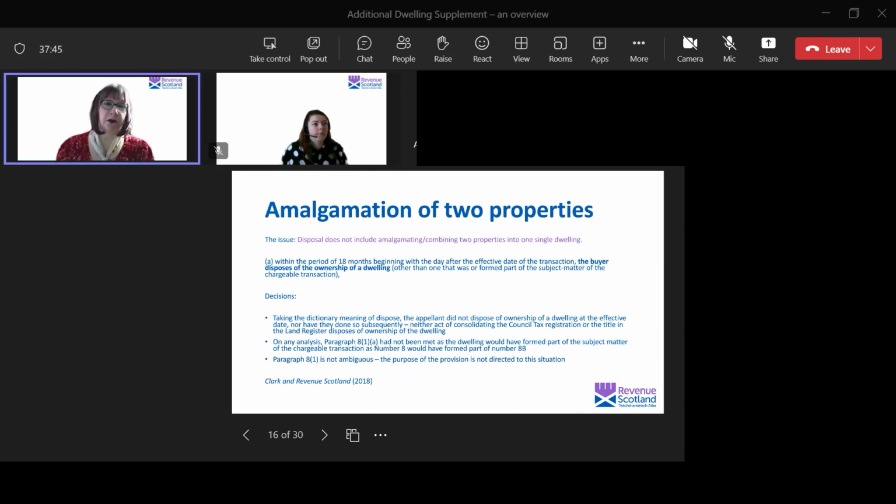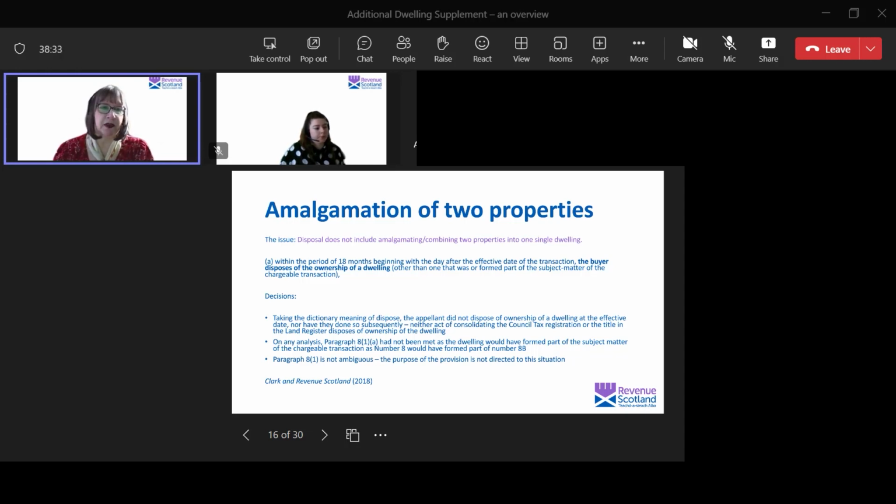Okay, so we're going to start off with one of those niche situations where we have only had the one case, and it's amalgamation of two properties. A disposal doesn't include amalgamation, the combination of two into a single property. The tribunal have said that they've gone by the dictionary meaning of dispose, which doesn't include amalgamation. Disposal is a sale or a transfer of the property. If, however, this had been accepted as a disposal, we would still be in the situation where the PMR would have become part of the dwelling that was the subject matter of the chargeable transaction. And so again, it wouldn't meet the repayment condition for condition A.